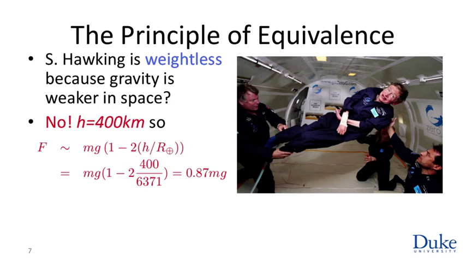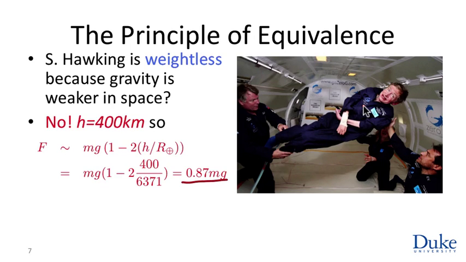We found that the approximate version for the force of gravity for altitudes h smaller than the radius of the Earth is this formula. This makes it easy to plug in the numbers, and you find that in the space station, your weight is in fact 87%. In other words, the force with which the Earth attracts you is 87% of what it would be on Earth. Why then are astronauts weightless in the space station? Why is Hawking weightless in this picture?